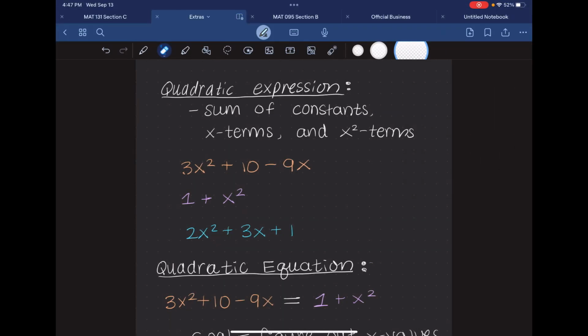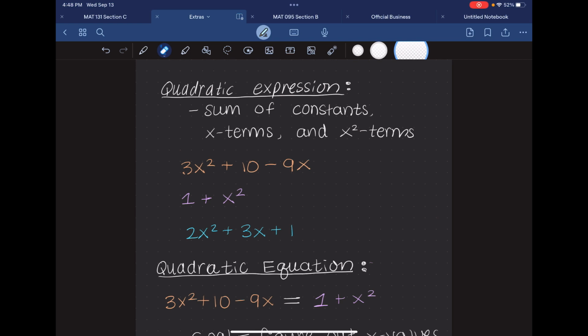So we're going to talk about solving quadratic equations. And first, I'm going to talk about what a quadratic equation is. And to do that, I need to talk about quadratic expressions. So we know that we have a quadratic expression when we have the sum of three different types of terms.